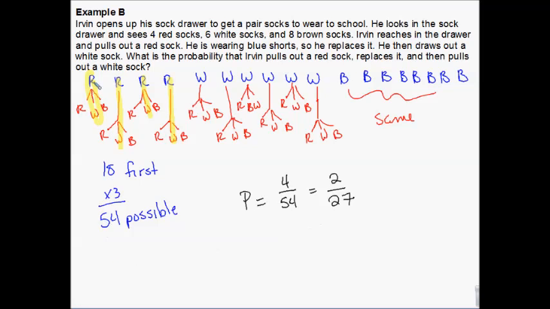The 54, 4, because we want to know about pulling out a red and then pulling out a white. So here's red, then white, red, then white, red, then white, red, then white. So that happens 4 times. Brown, yeah. So there's 18 of these across the top, and then each one of them gives you 3 choices. So 18 times 3.